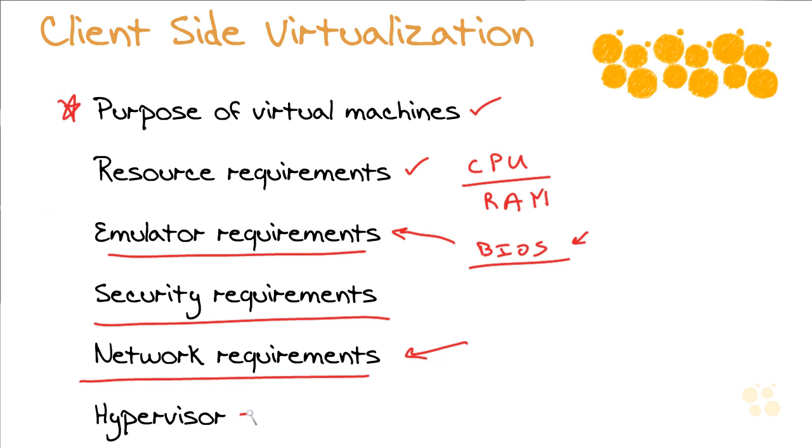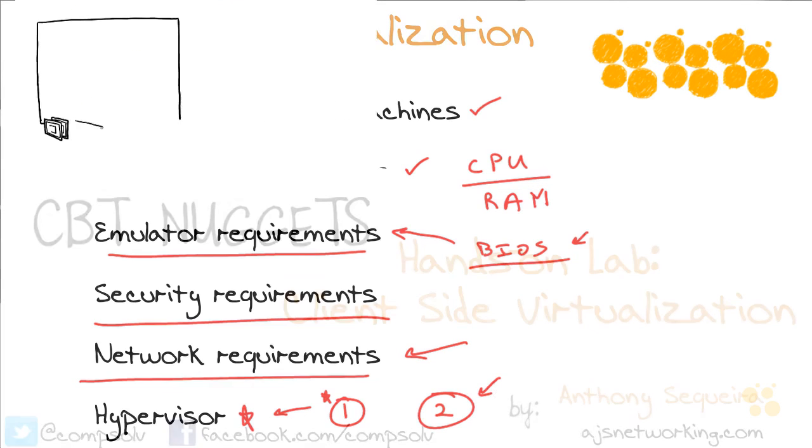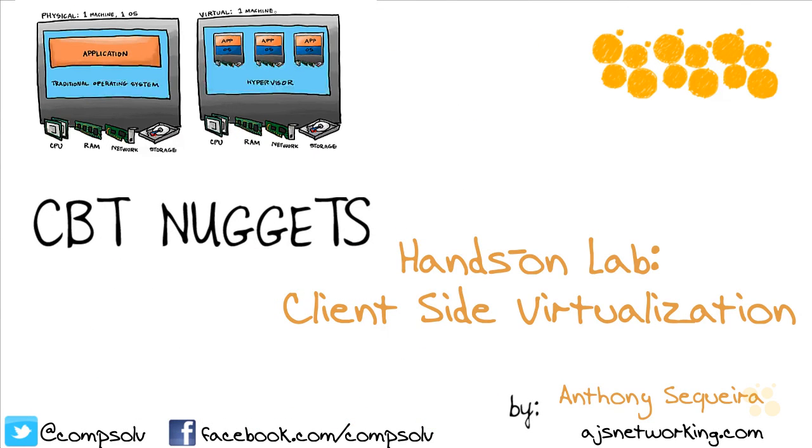And finally, we know it's the hypervisor software that makes this possible. We went one step beyond what the test would ask you about, and from a real-world perspective, you know there is a Type 1 and a Type 2 hypervisor. We tend to prefer Type 1s, but in this demonstration, we went with a Type 2 hypervisor. So in this hands-on lab nugget, we took a look at client-side virtualization.